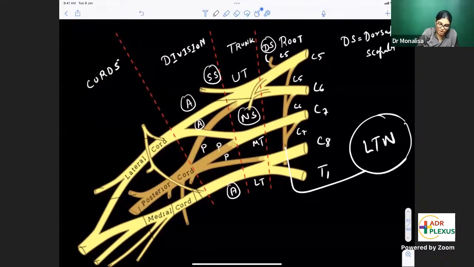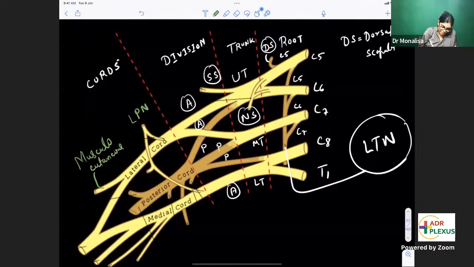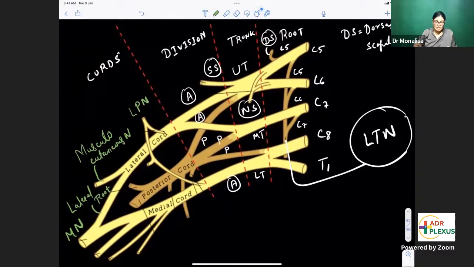So let's firstly talk about the lateral cord. When I am talking about the lateral cord, it is giving LPN, lateral pectoral nerve. It is giving the musculocutaneous nerve. It is giving the lateral root of the median nerve, MN for median nerve. So these are the branches of the lateral cord. We are talking about the branches of which cord, dear? We are talking about the lateral cord.